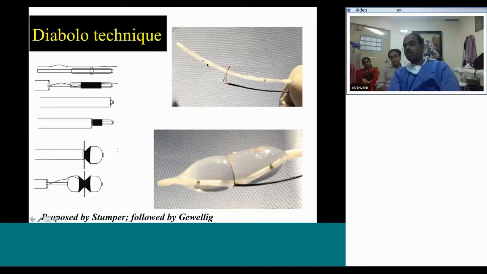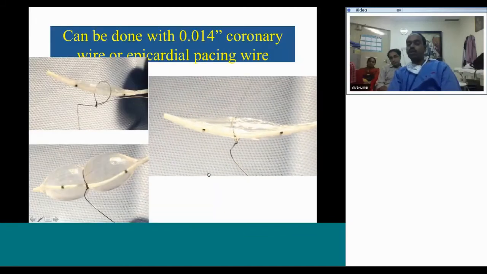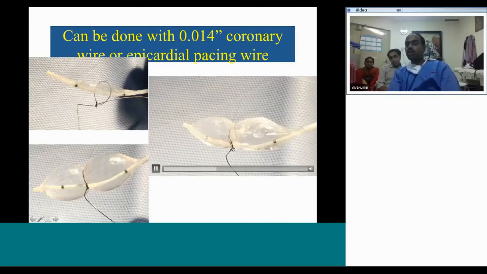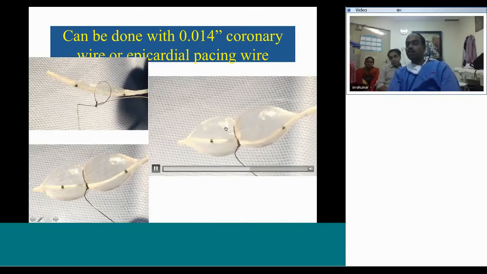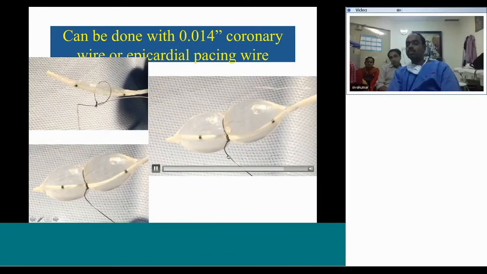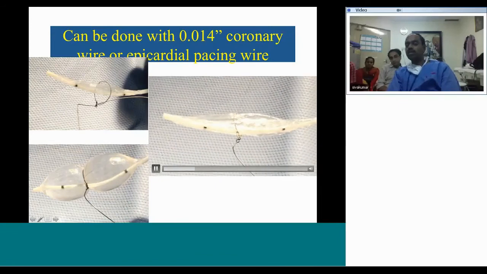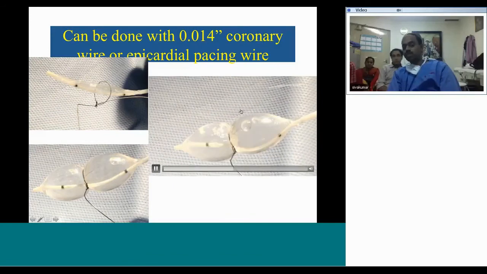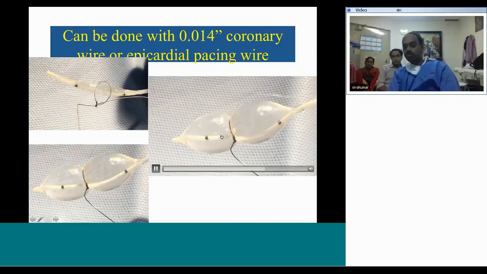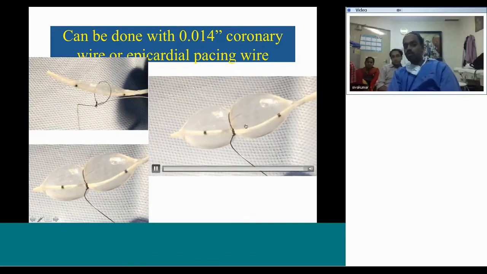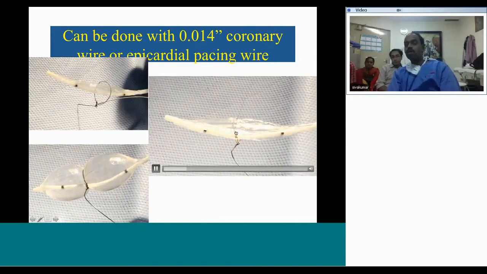You see, this is the balloon, and you put a pacing wire or a snare and you open it out. You see here now, we are opening out the balloon, and the pacing wire or the snare is going to prevent the central portion from getting dilated. So once you have reached this, now collapse the balloon and put the stent over this balloon.